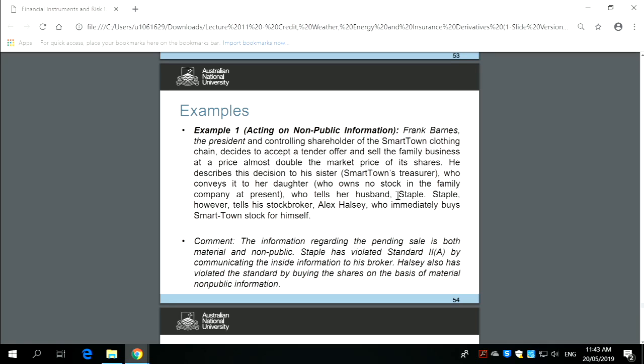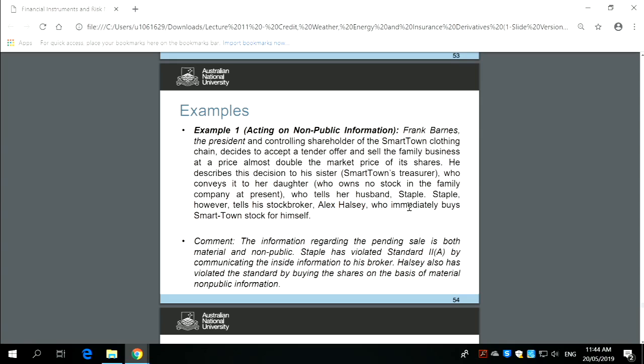But Staple himself did not buy shares, so Staple himself did not benefit from this. But what Staple shouldn't be doing is telling his stockbroker, right? Because we all know what stockbrokers do: they just give advice to their clients in terms of what stock to buy, what stock not to buy. So obviously, if you tell that information to the stockbroker, that information will be leaked out, right? So that's something that Staple shouldn't be doing.